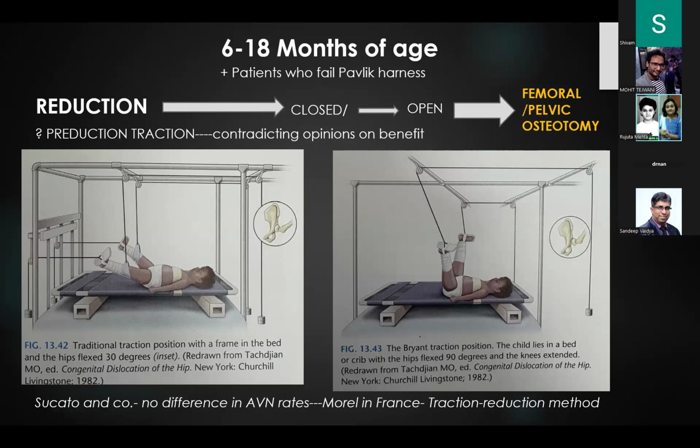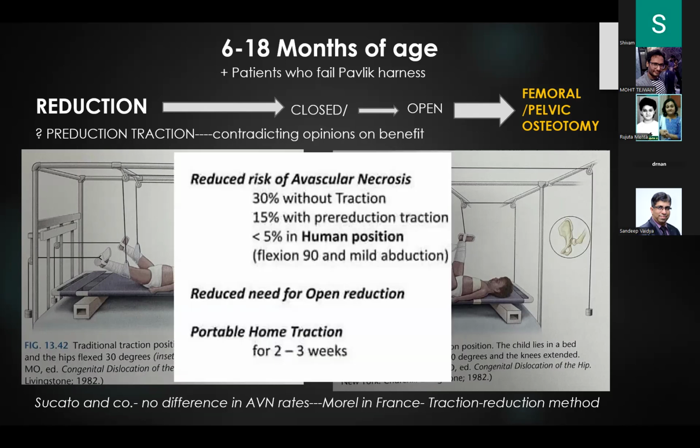So from 6 to 18 months of age, or patients who have failed the Pavlik harness, the next step is to try and attempt a reduction. This reduction is usually attempted closed first. In case of failure of closed reduction at the outset or subsequently, open reduction is attempted. This may or may not be coupled with a femoral or pelvic osteotomy. There have been some instances where pre-reduction traction has been discussed, but there are contradicting opinions of the benefits of the same currently. In our practice, we do not give pre-reduction traction. However, it has been reported in the literature that there is some reduced risk of AVN with pre-reduction traction.